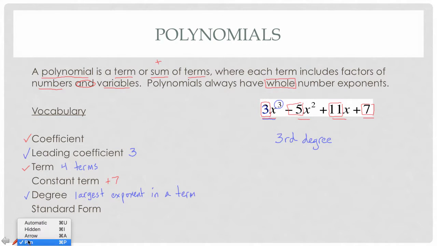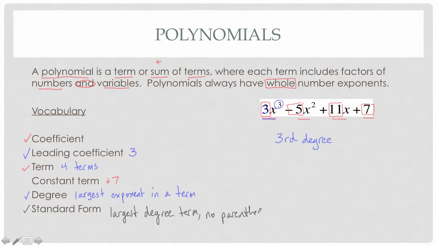Finally, we have what's called standard form. Standard form means you start with the largest degree term, and there's no parentheses. So this is standard because we're starting with the x to the third power term. Then we have the next x to the second power term. And then we have the 11x to the first power term. And finally, we have our constant term at the very end.